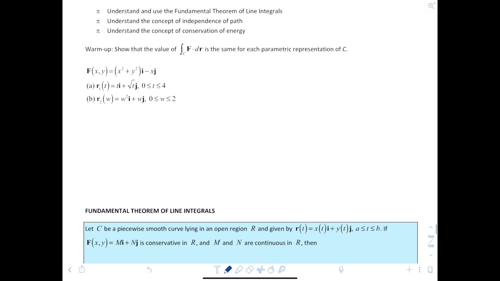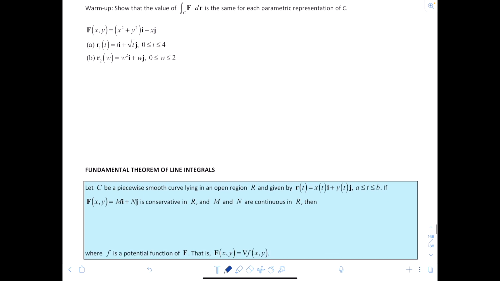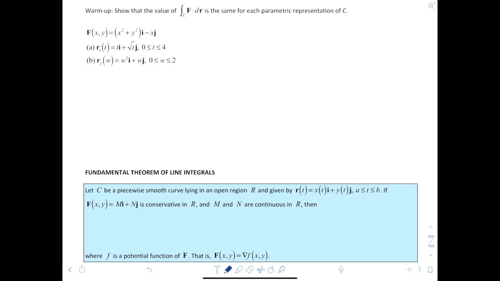So let's warm it on up by showing that the value of the line integral over the smooth curve C of the vector field F dot dr is the same for each of these parametric representations of C. Okay, so let's do it.